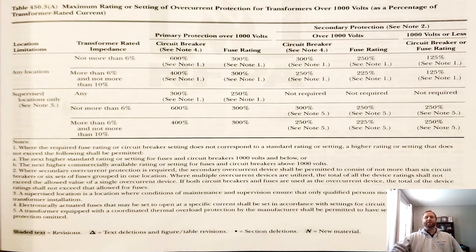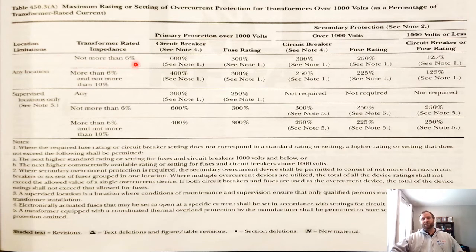And it has a Z or impedance factor of, I don't know, 2.2. That means I'm going to use the column here for primary protection over 1,000 volts. And let's say we're going to give it a fuse, not a circuit breaker. So I'm going to use the fuse rating column, and I need to line it up with, is this a supervised location? And I did not say, so it's not a supervised location. So it would fall under any location.